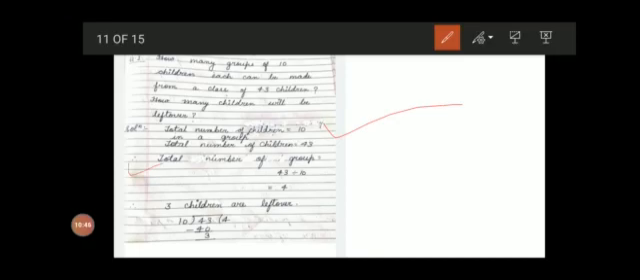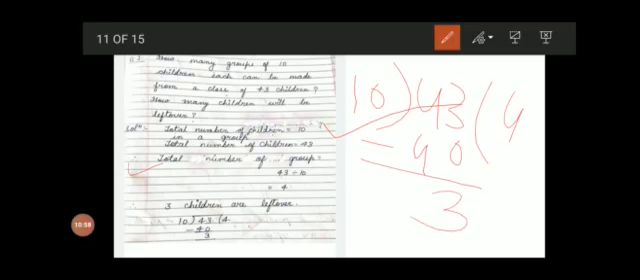Now if we divide this number, 10 into 4 is 40. Now 43 minus 40, we subtract this number, we get here 3, and 4 minus 4 is 0. It means 3 children are left over. The question is asking how many children will be left over? 3 children will be left over.